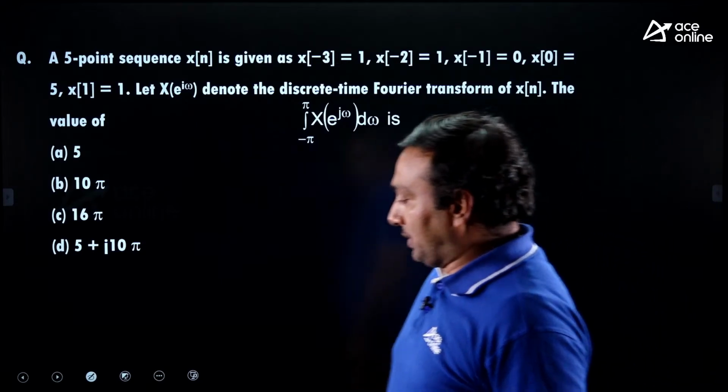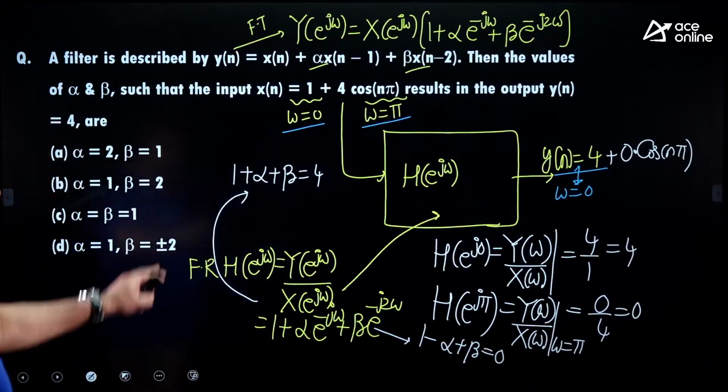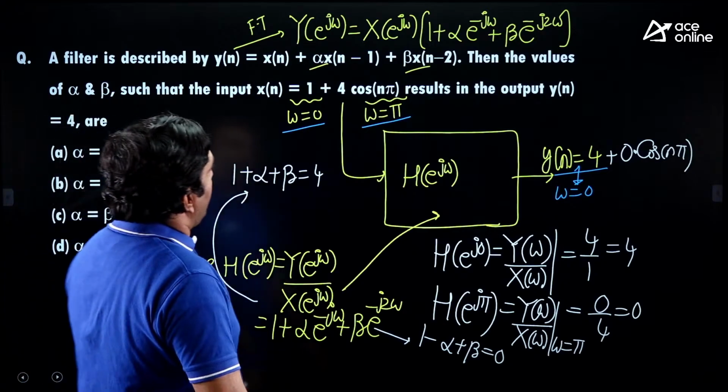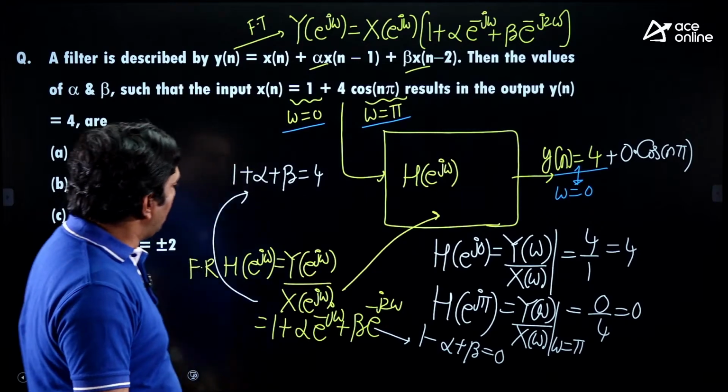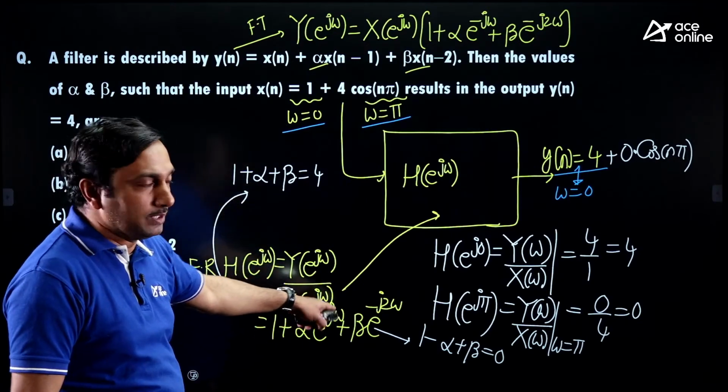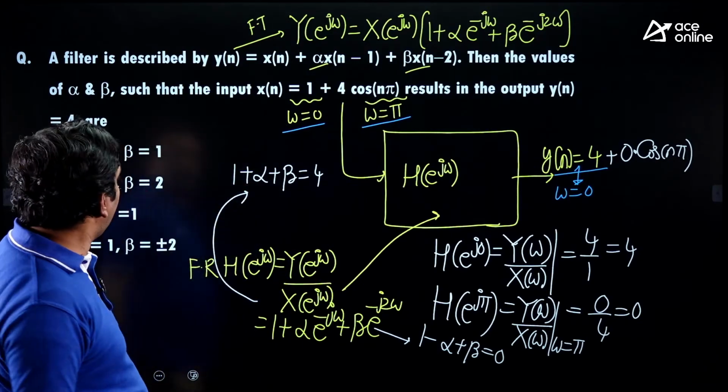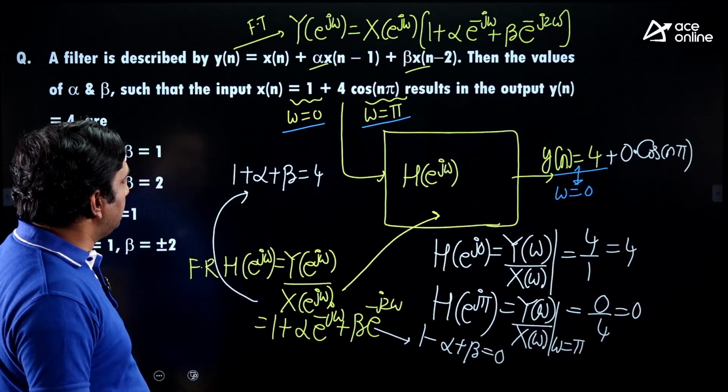Let me discuss another question. This is very simple. As two unknown values are there, H of e power j0 and H of e power j pi, you solve and substitute in this expression, that is giving us alpha, beta, alpha to beta 1.